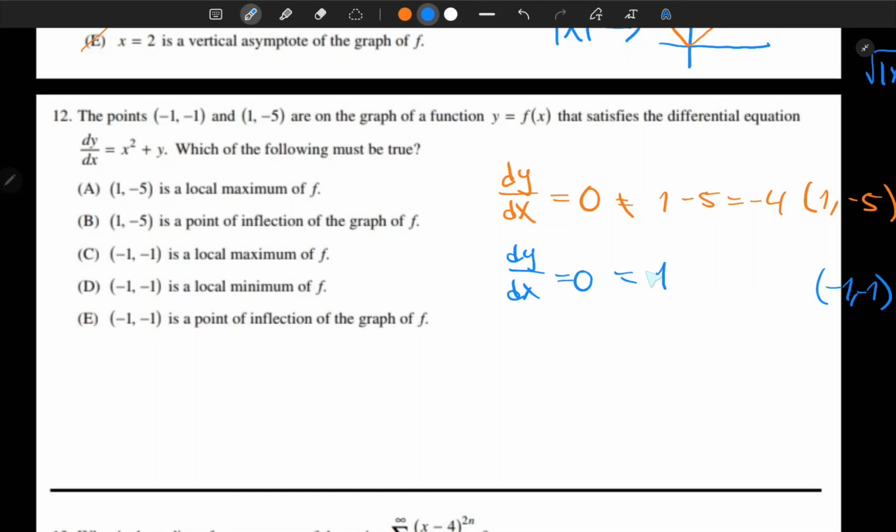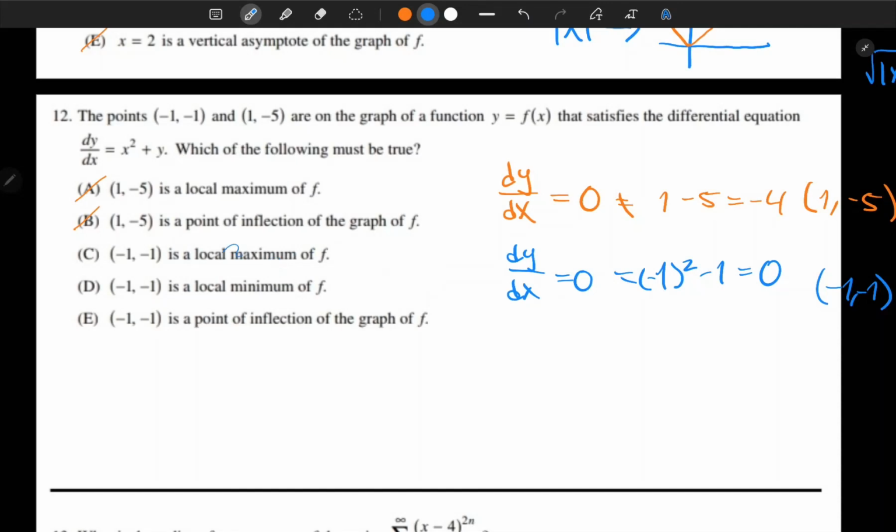So I can just write (-1)^2 - 1, and this is equal to 0. So the point (-1, -1) has dy/dx equal to 0. That's good. We can already get rid of A and B. Then we look at what it means to be a local maximum, a local minimum, or a point of inflection.